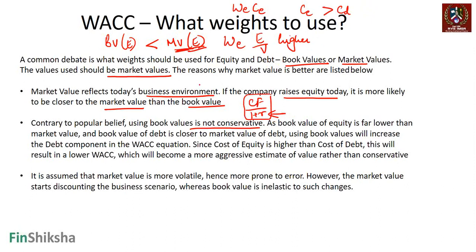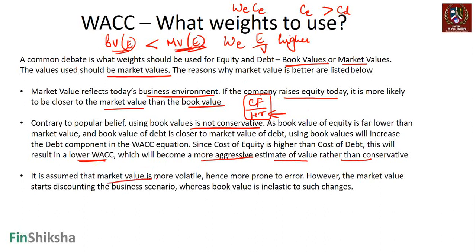In fact, if you use book value, the value of R will be lower, and that will give you a more aggressive estimate of the value if you use the book value to get a lower WACC. Correct? So always use market values.